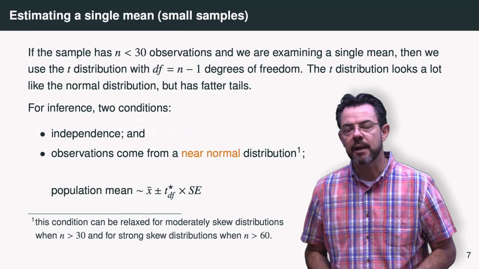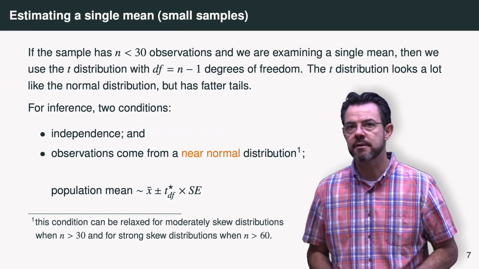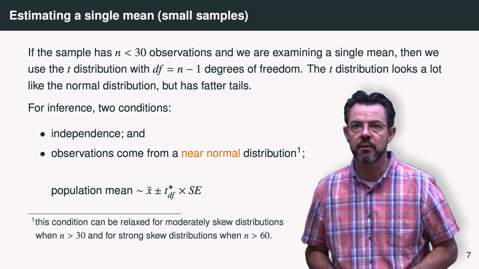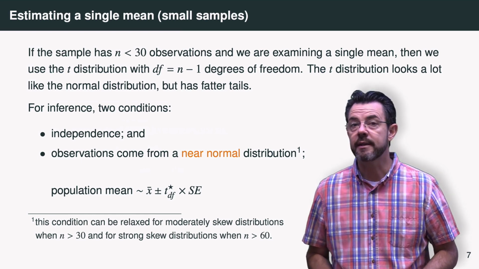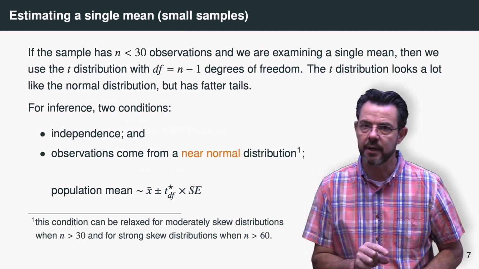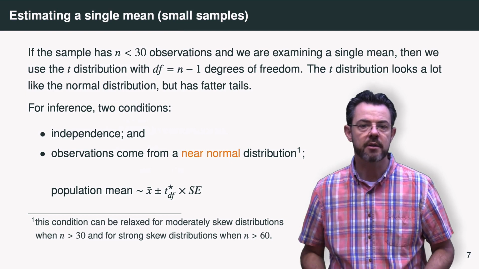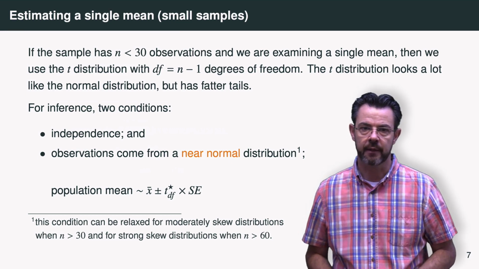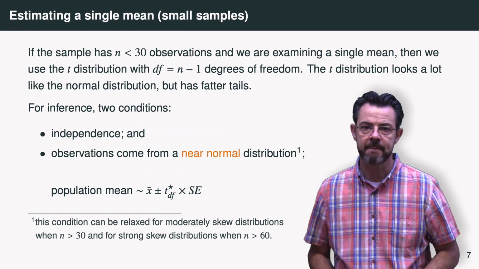We estimate the population mean with the sample mean plus or minus not a critical z value, but a critical t value. So they're very similar. We call it t star, and we just give it a subscript here at the bottom that says df for a specific degrees of freedom, multiplied by the standard error. Right, and we calculate the standard error in exactly the same way.